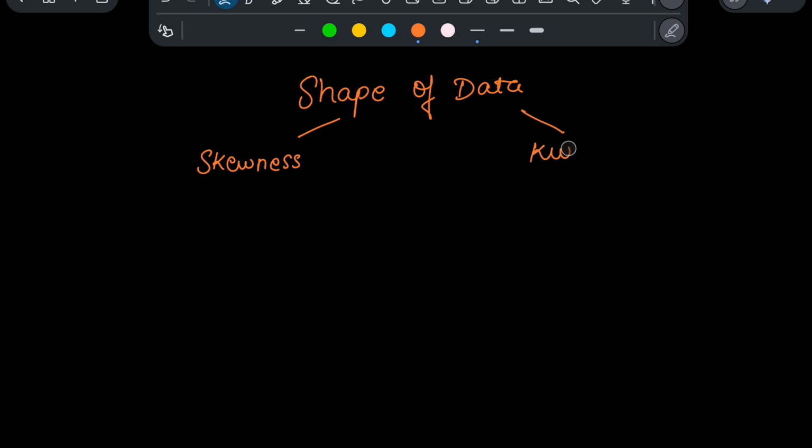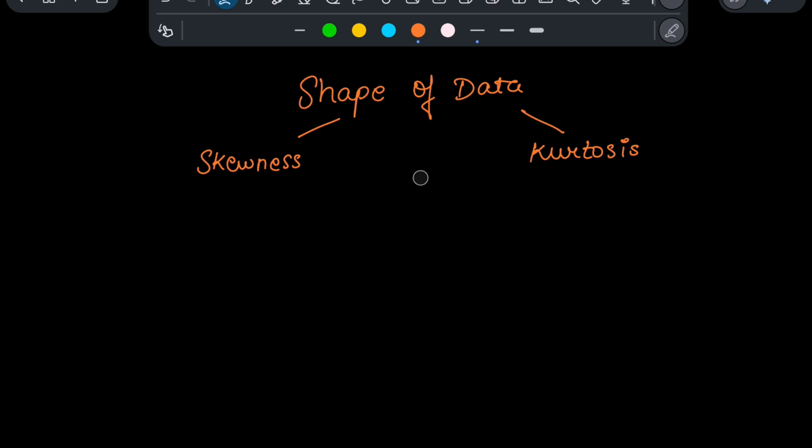So, in our previous video, we learned about the measures of dispersion in statistics, and today is day 5 in which we're going to learn about the shape of the data. Shape of data is mainly classified into two types. One is the skewness and the second one is the kurtosis. So talking about the skewness first.